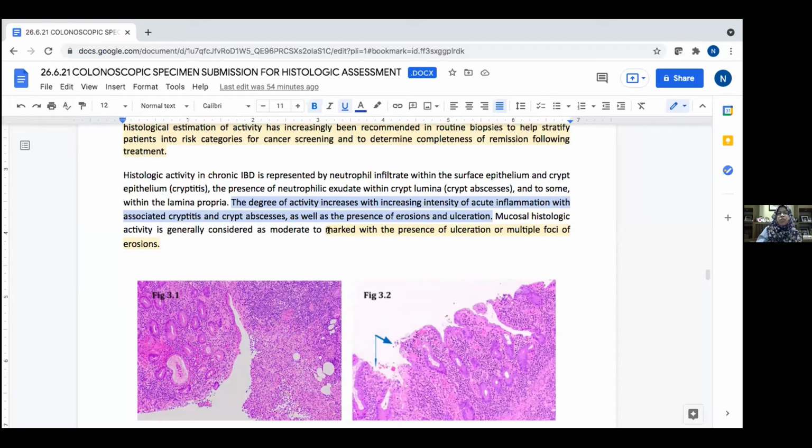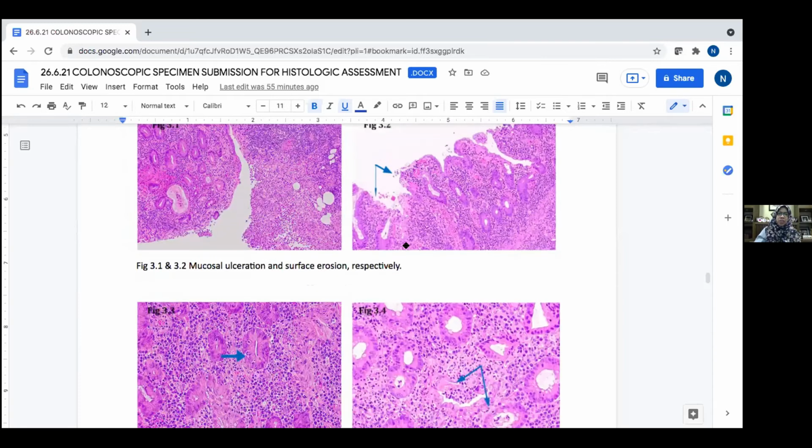Basically, when you see ulceration or multiple foci of erosions, you can call it at least moderate, if not marked. If it's very focal ulceration, it can still be moderate. If you see ulceration everywhere, in tandem with what the clinicians see in the scope during colonoscopy, then it will be supportive of marked activity. The intensity of the activity is increased with the presence of multiple cryptitis and crypt abscesses, as well as erosions and ulceration.